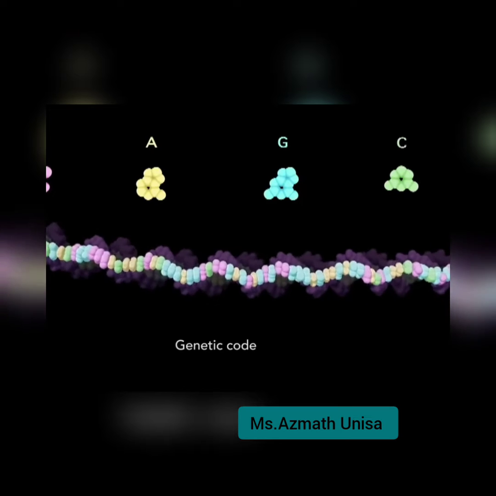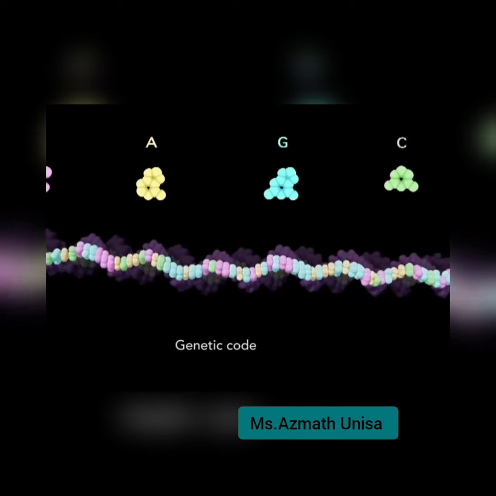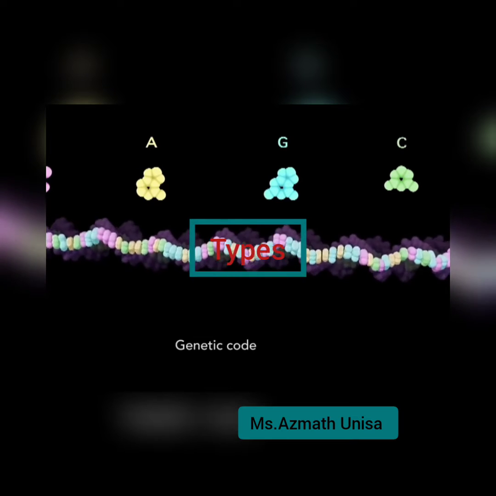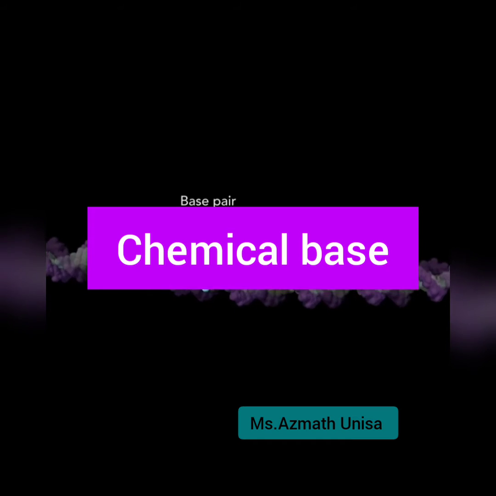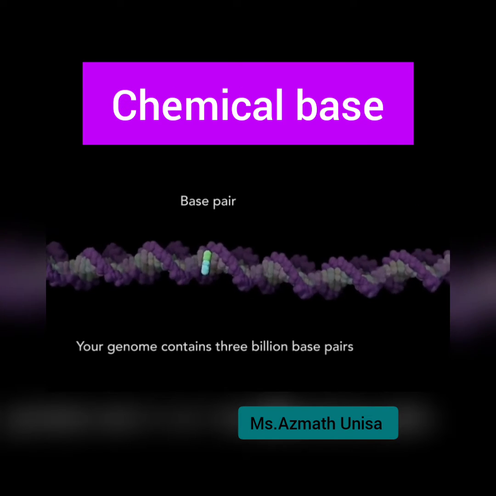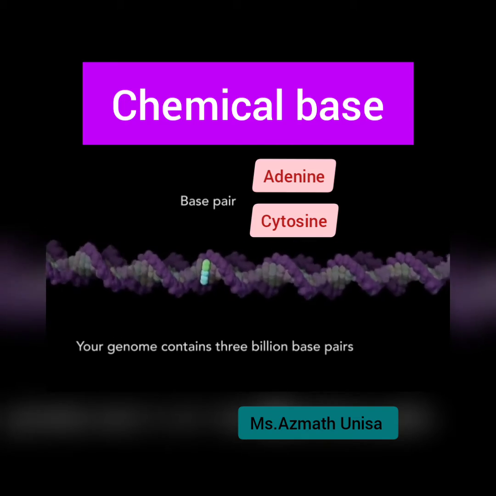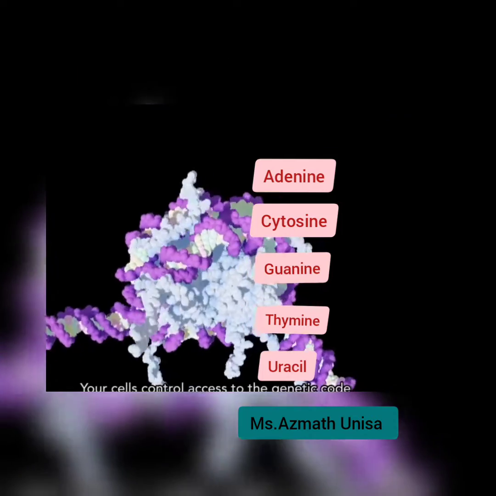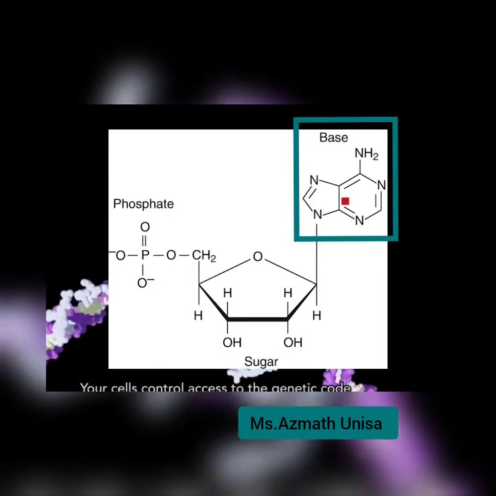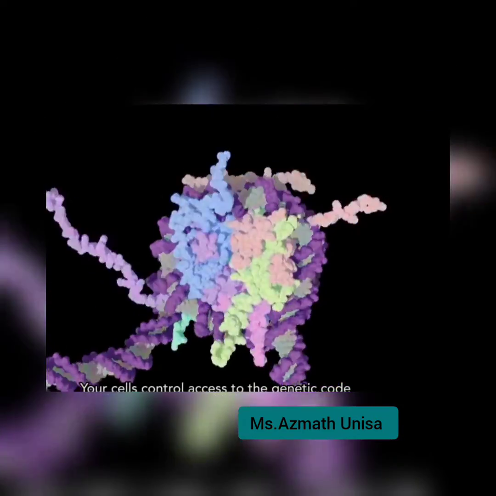First, we will see the nucleotide bases. The type of nucleotide is defined by its chemical base. Generally there are 5 chemical bases: adenine, cytosine, guanine, thymine, and uracil. The base and the amount of phosphate residue define how the compound is named.